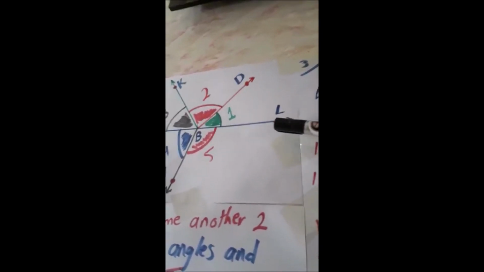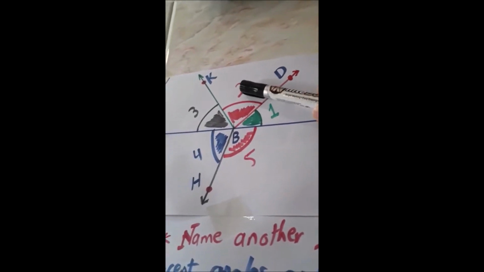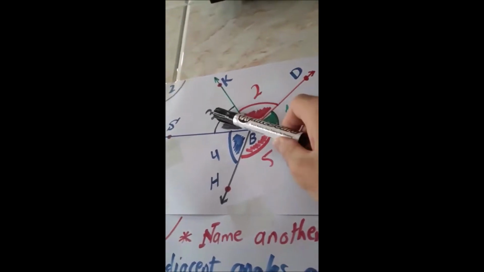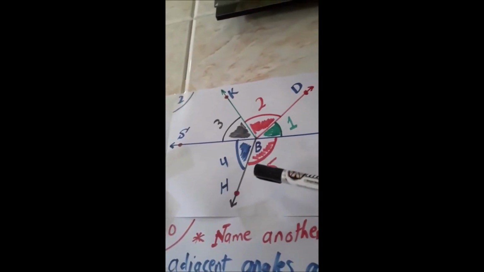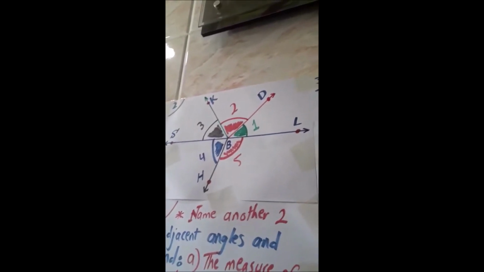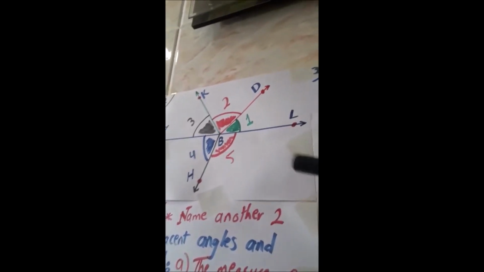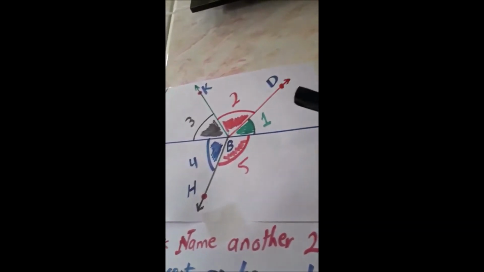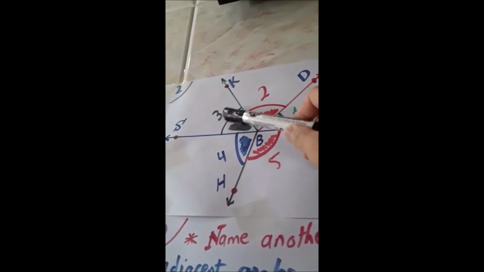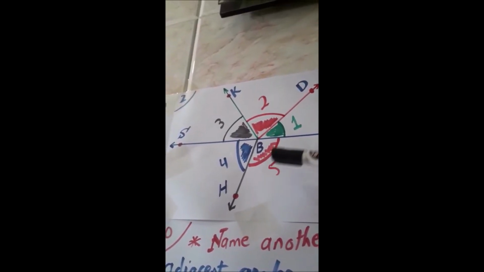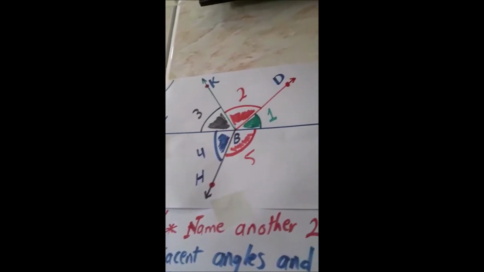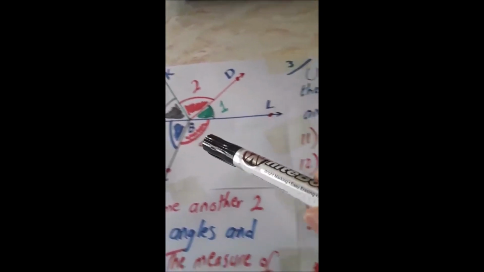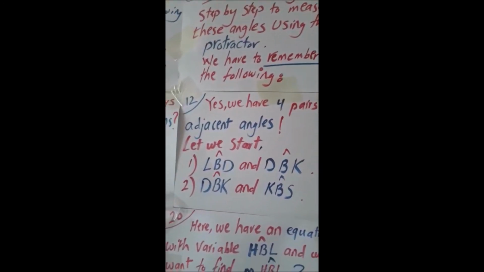Let me start. The first pair is this angle and this angle. Then this angle and this angle. Excellent. Then this angle and this angle. And the last one is this angle and this angle. So we mentioned the 4 pairs of adjacent angles: number 1 and number 2, then number 2 and number 3, then number 3 and number 4, and then number 5 and number 4. If you want to go the opposite way, you can do it however you wish. So we have 4 pairs of adjacent angles.